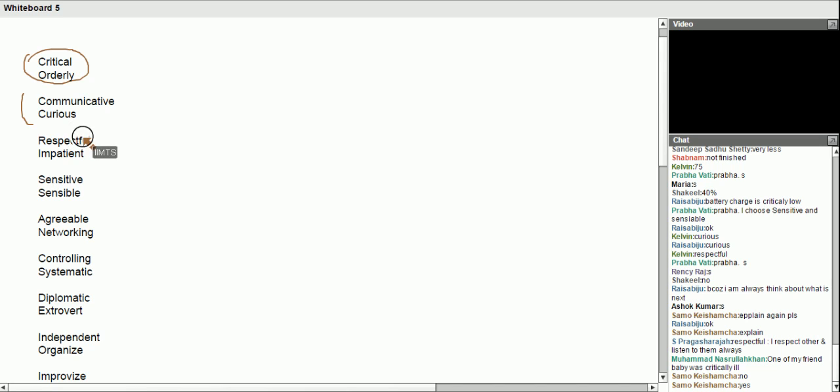Now, you have to choose the word which suits your personality. Like, I am respectful. I am a bit impatient as well, but I'm trying to eradicate that. I want to be respectful, and if you want to get respect, you have to give respect to others, something of that kind. You have to choose a word which suits your personality. If both of them are part of your personality, you have to write it down, and then you have to explain. Fine.